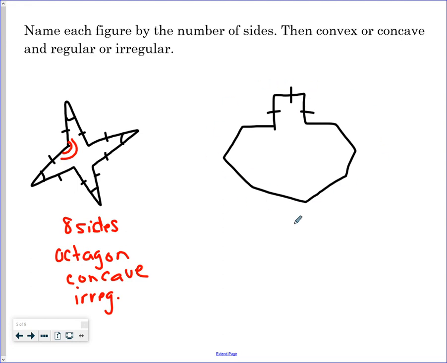Count how many sides on this one, please. What did you come up with? I know that one's kind of tricky, but it should be 11. I know it's hard. Yours is probably a little bit better than mine, but it should be 11 sides. Are you guys okay with that? If you look at yours again and count. Okay. And then what's the name for that one? It's on the front. Yeah, hendecagon. Hendecagon. Okay. And then is it convex or concave?